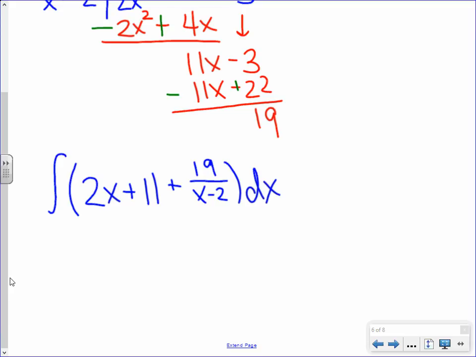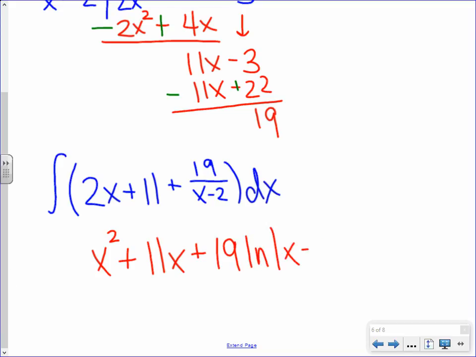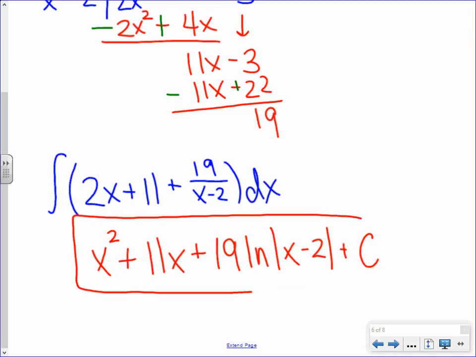Jennifer, what is the antiderivative of 2x? x squared, plus the antiderivative of 11. Larry? 11x. Thank you. And then this we can think of as 19 times 1 over x minus 2. Since this is linear, you can use substitution, but you don't have to. We know that this is going to be 19 natural log of x minus 2, plus c. If the antiderivative of 1 over x is natural log x, then the antiderivative of 1 over x minus 2 is the natural log of x minus 2. As long as it's linear, you can do that.